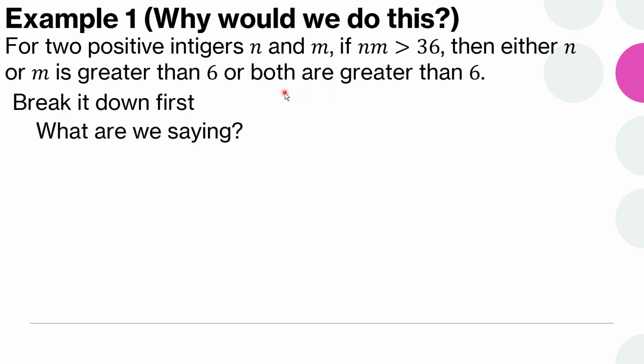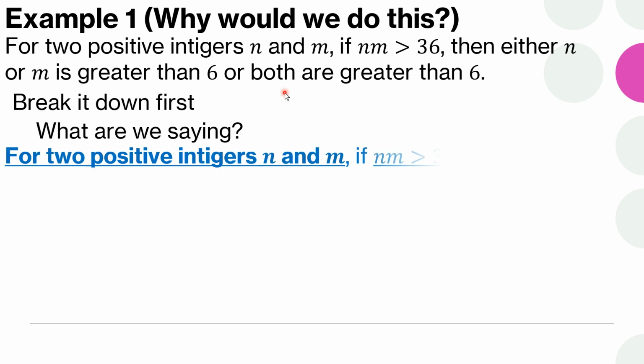So what are we saying here? It's always a good idea before you do any proofs, because you won't always have strong guidelines, to break it down. What are we actually saying? For two positive integers n and m, if nm is bigger than 36, notice the key factor is if. Our hypothesis is that nm is bigger than 36. These two positive integers just give us guidelines or parameters. In other words, we cannot use negative numbers. That's all this part is saying.